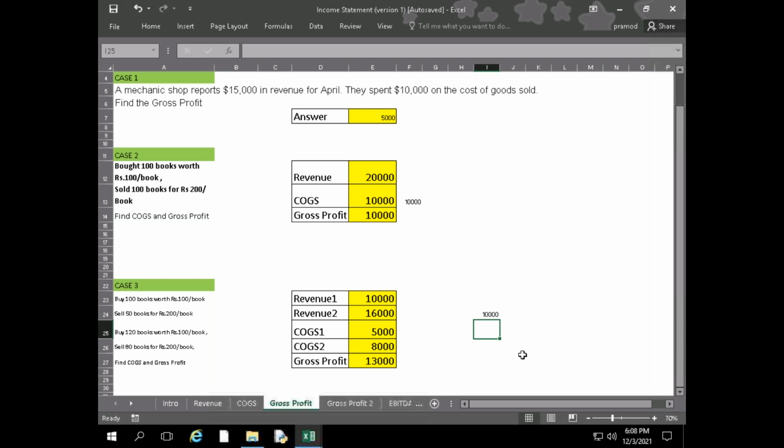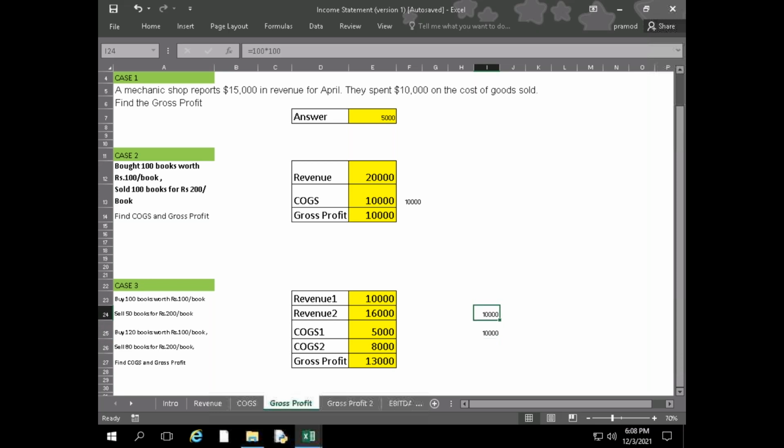Now same thing. What I'm doing is I'm selling 50 books. So for 100 only I will not sell. I don't sell it at the purchase price itself, because I need an income. So I will sell at 200. So that is 10,000. Here you bought for 10,000 and sold for 10,000, which means there is a break even, no loss.